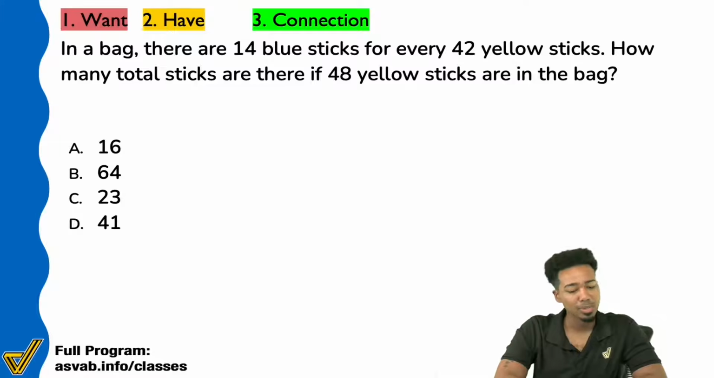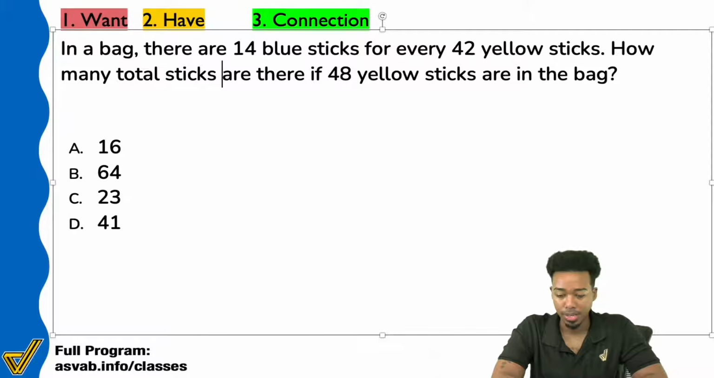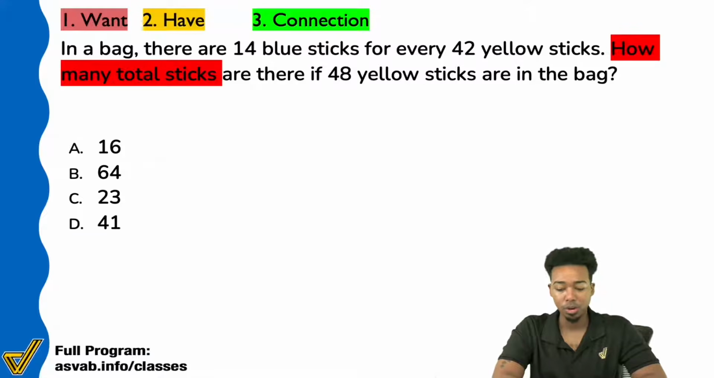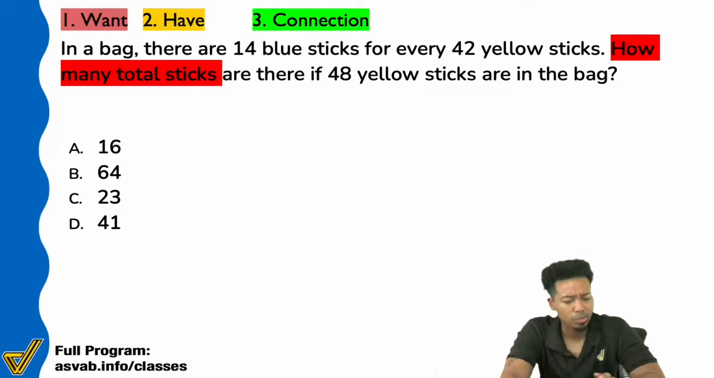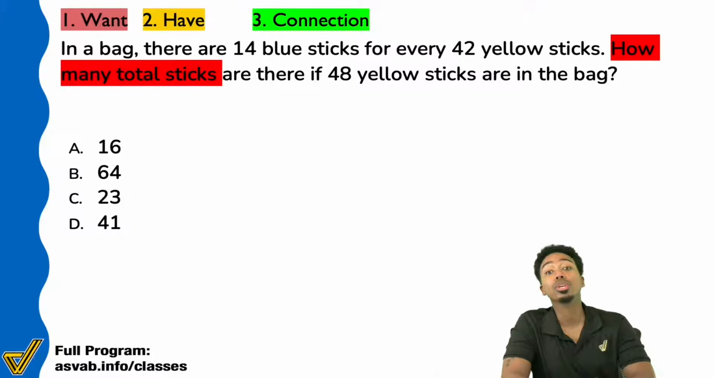So with this problem, again, just like we said, we have to find the number of total sticks here. So let me show you what I mean by that. So right over here, how many total sticks are there if there are 48 yellow sticks in the bag? So before we continue, is it true that what we want to find is just the total number of sticks? Right, just to begin there, that's really all we're looking for. That's all we care about. Sounds good. So what are we gonna do about that?